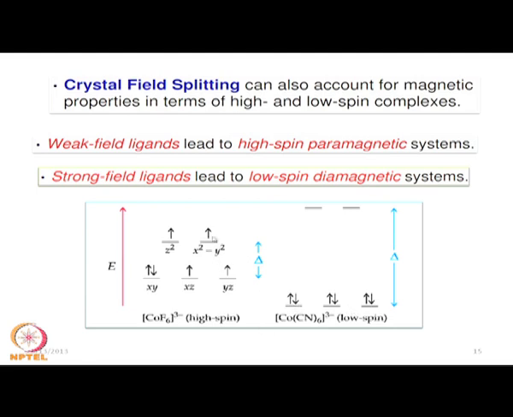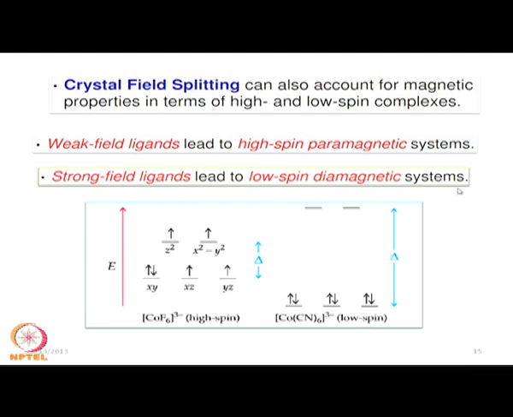Since fluoride, we all know, is on the left hand side of the spectrochemical series after iodide, bromide, chloride, it can have a low delta value, giving rise to a high spin situation, compared to the cyanide ligand from the extreme right hand side of the spectrochemical series, where the delta value is very high and we get only the corresponding low spin compound.